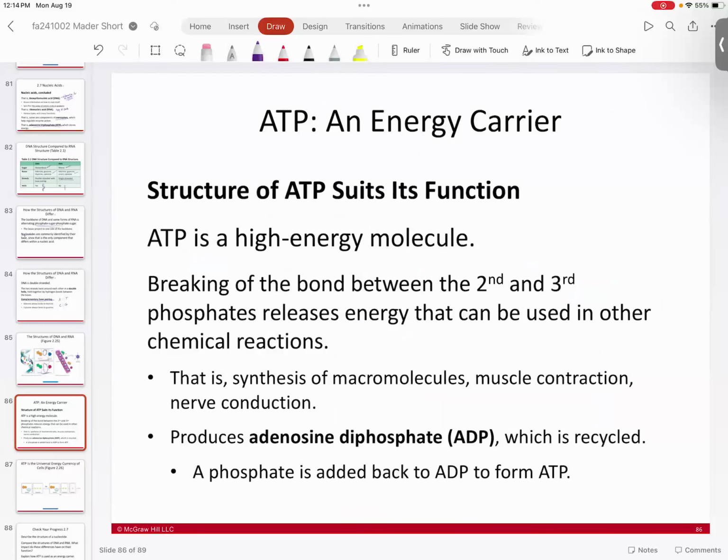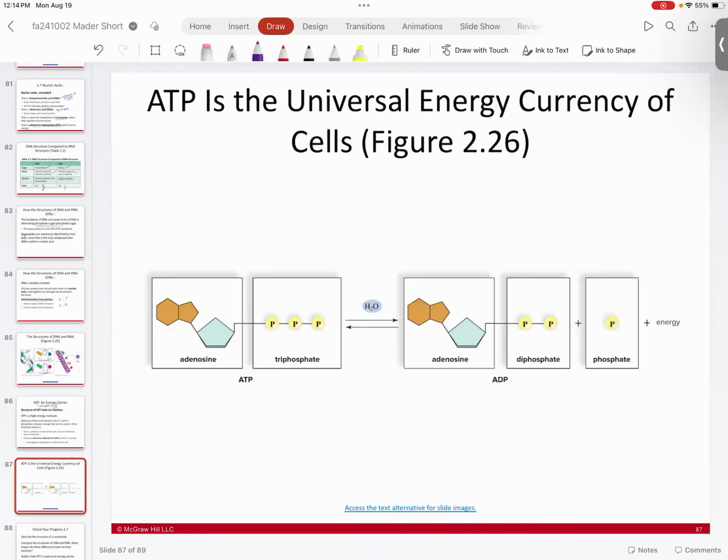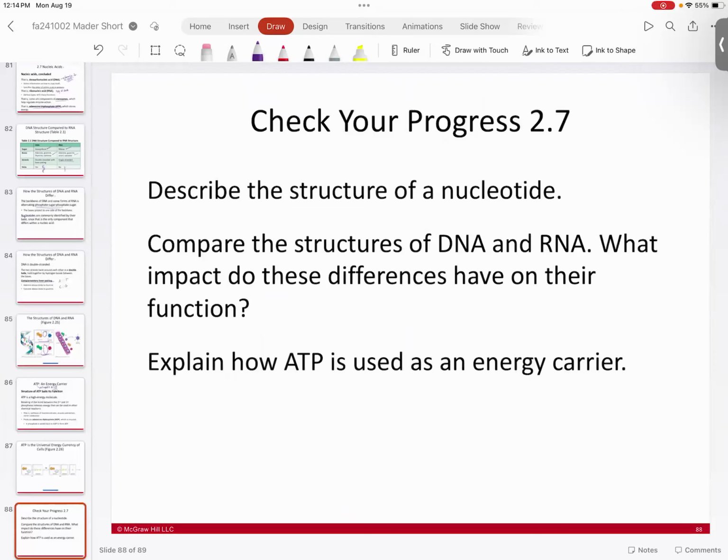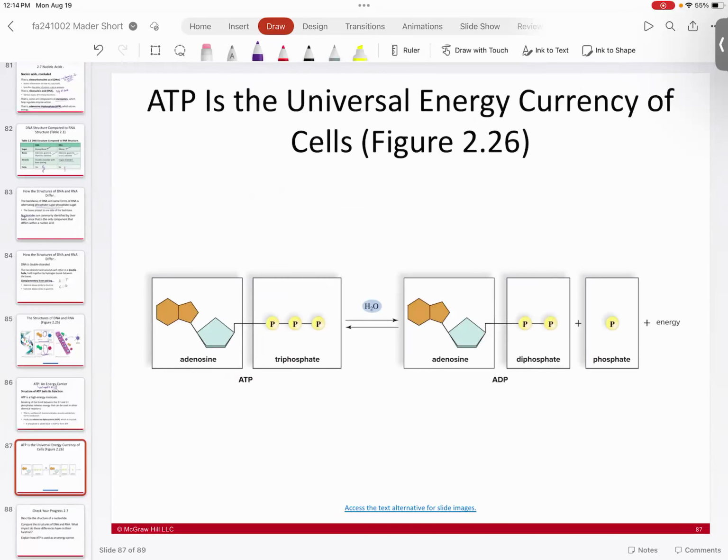Now, ATP is an energy carrier, right? So basically what happens is when you take a look at ATP, it's basically like the rechargeable battery. If you need energy, you need ATP. So here's what it looks like. So you have adenosine, which is the nucleotide, with 3 phosphates on it. So if you put that on there, this is ATP.